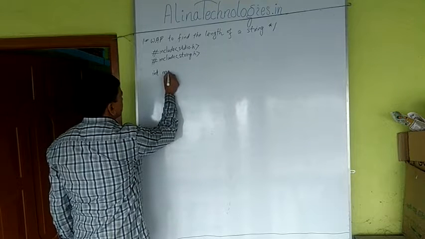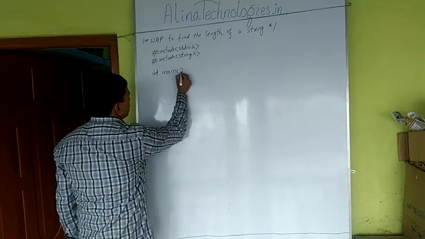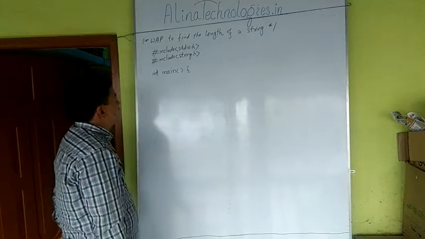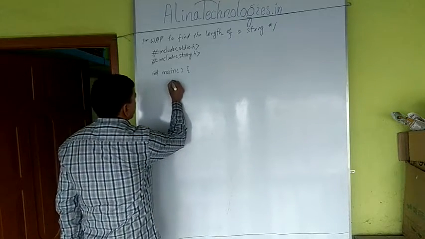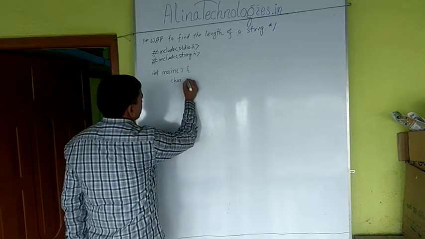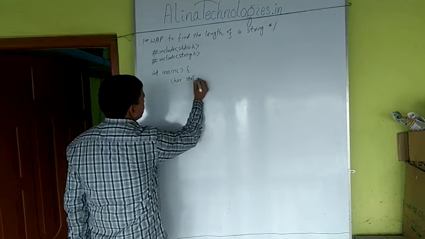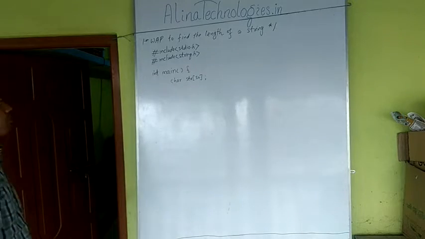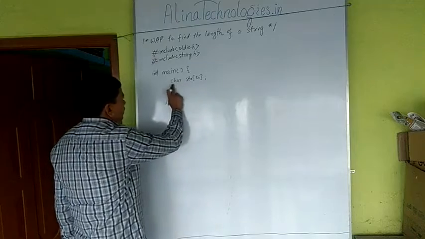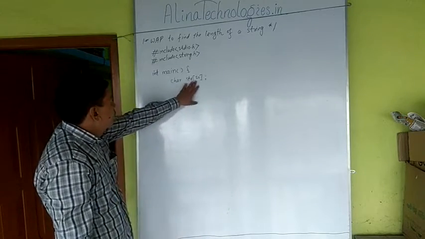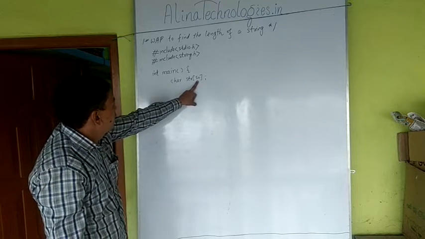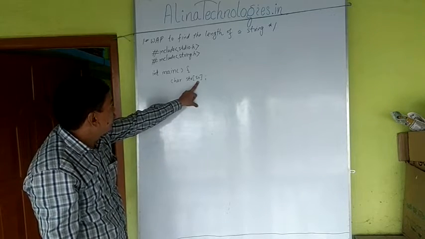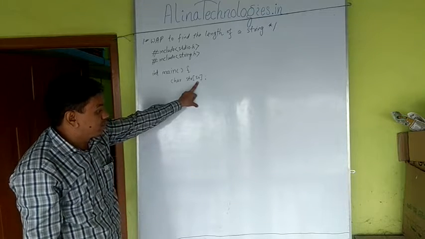Now, in main, for representing a string, we use a character array. char str[50] is my string of size 50. str is a character array which holds a maximum of 50 characters, and each element's type is char. Here, the maximum size of the array is 50, so we can enter up to 50 characters of a string.